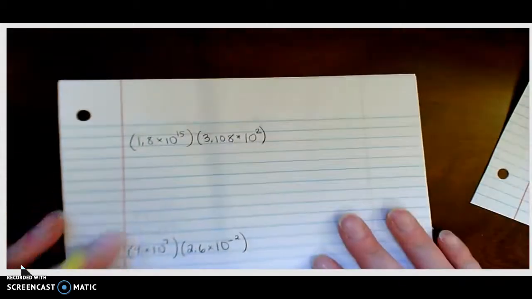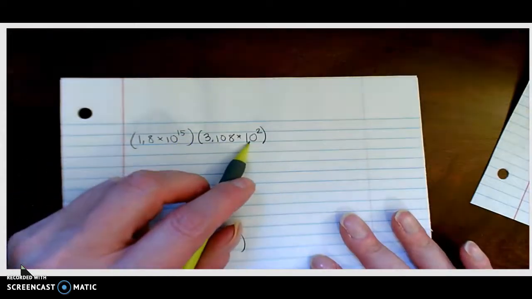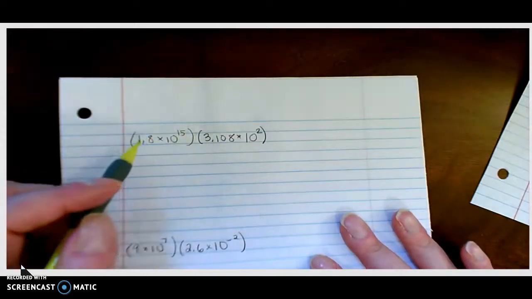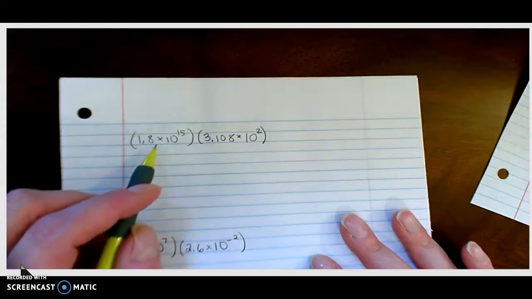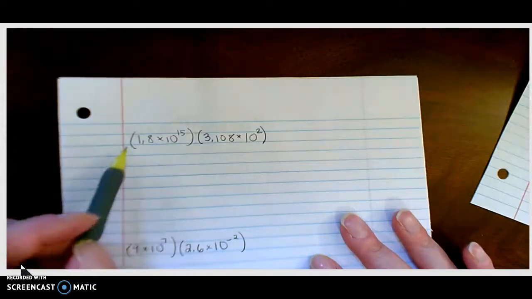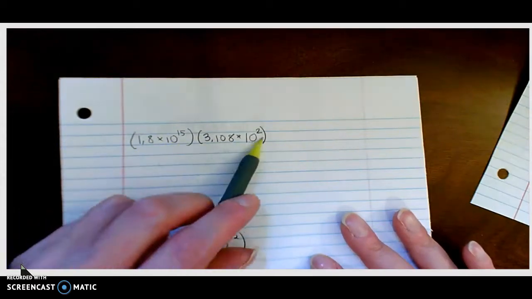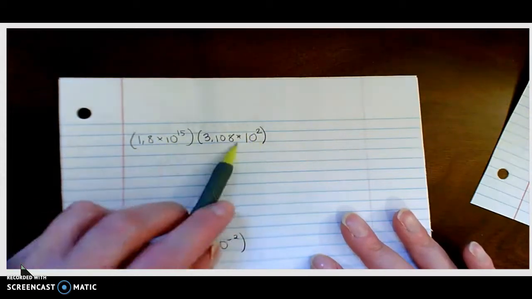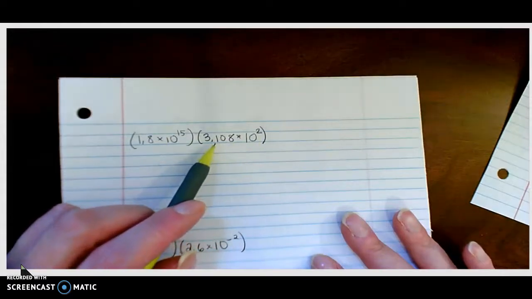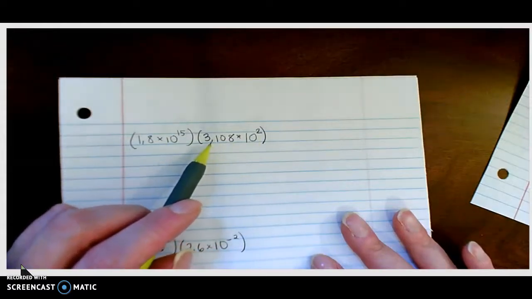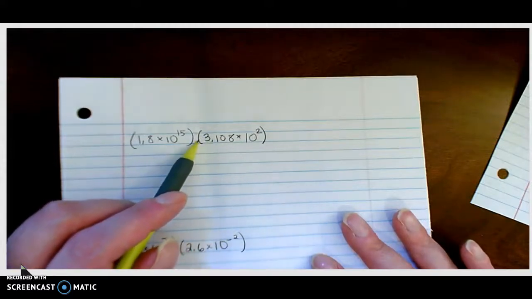So the first problem I'm going to do is 1.8 times 10 to the 15th times 3.108 times 10 squared. Now, what we need to recognize is that this is actually multiplying four numbers together. It's in scientific notation, but it's 1.8 times 10 to the 15th times 3.108 times 10 squared. Because this is a series of multiplications, we can do them in whatever order we want. And actually, that's not because of order of operations, but because of the associative and commutative properties of multiplication.